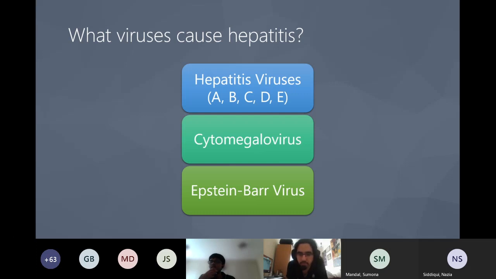Viruses are kind of weird and they can cause kind of anything. So HIV can also cause a hepatitis. And patients with HIV are also more likely to have one of the hepatitis viruses as well.